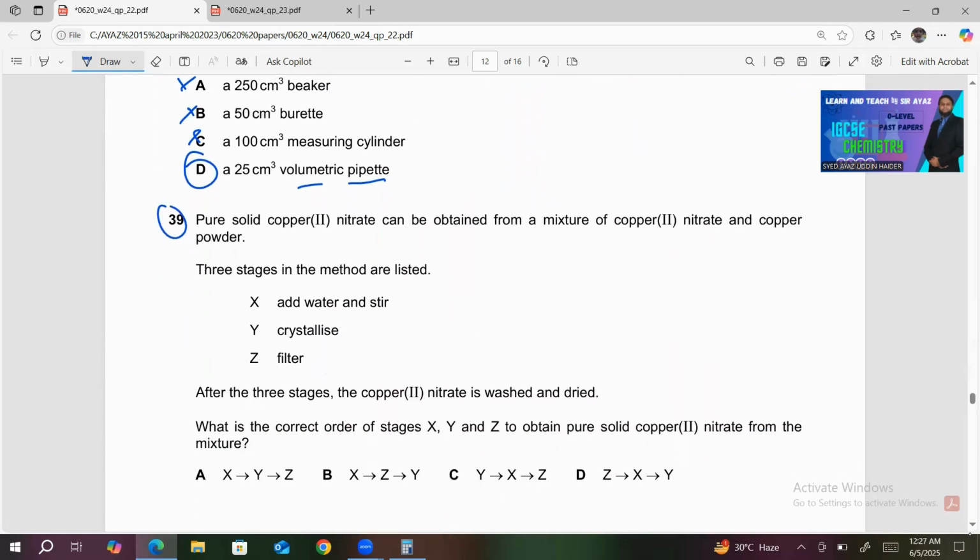Pure solid copper 2 nitrate can be obtained from a mixture of copper 2 nitrate and copper powder. Three stages in the method are listed. X, add water and stir. Y, crystallize. Z, filter. After the three stages, the copper 2 nitrate is washed and dried. What is the correct order of stages? X, Y, and Z to obtain pure solid copper 2 nitrate from the mixture.